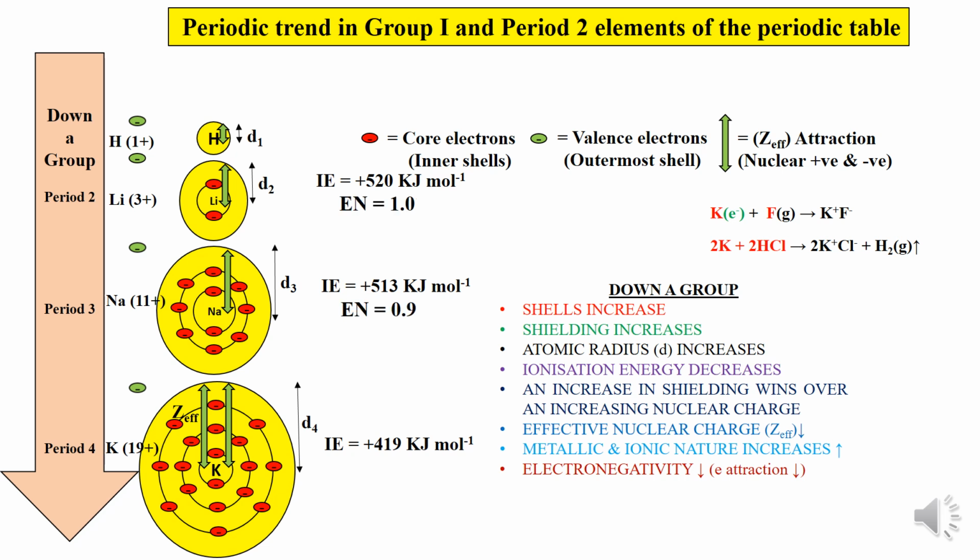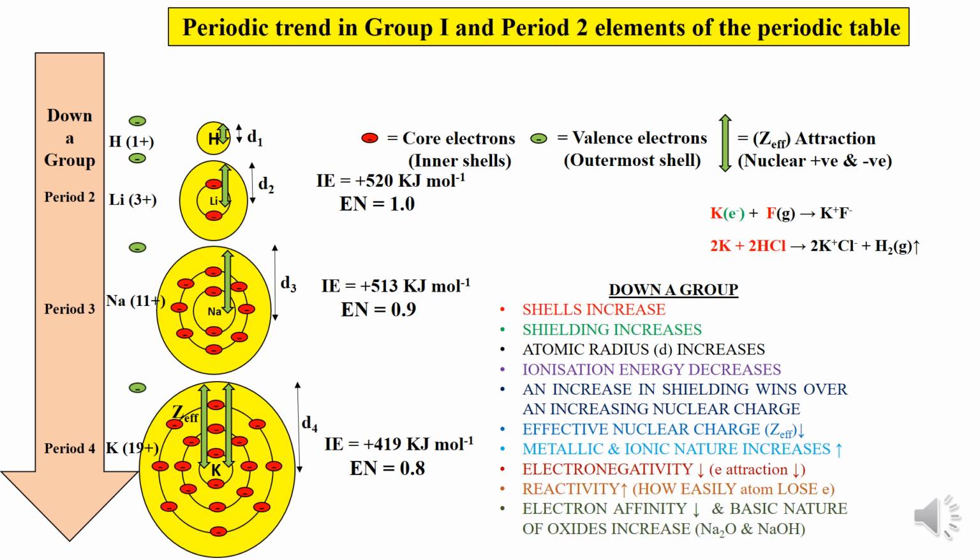So you have to provide energy now to remove the only valence electron in case of lithium, whereas in case of potassium, less amount of energy is required as it is loosely held due to the distance from the nucleus.